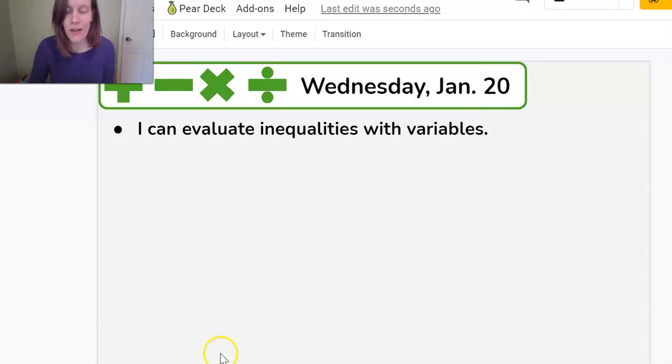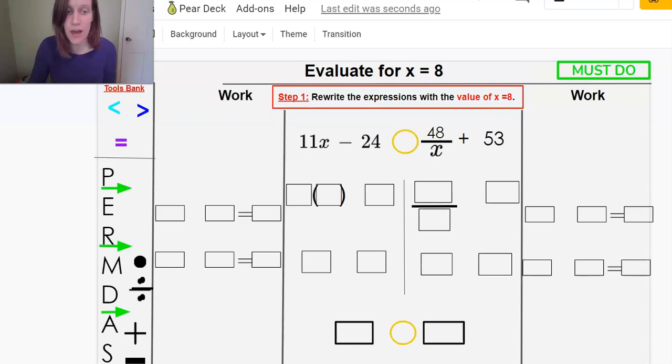Hi, fifth graders. Today we are doing another day of evaluating inequalities with variables, which means we are going to look at two different expressions with variables in them. We are going to be given the value of that variable, and we are going to use that to evaluate the two sides of our inequality and decide if the one on the left is less than, greater than, or equal to the one on the right.